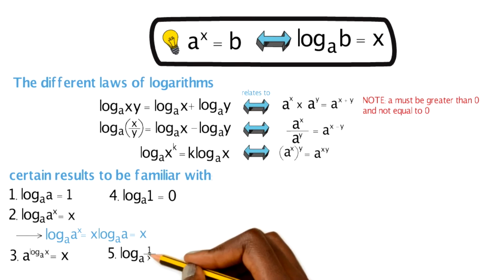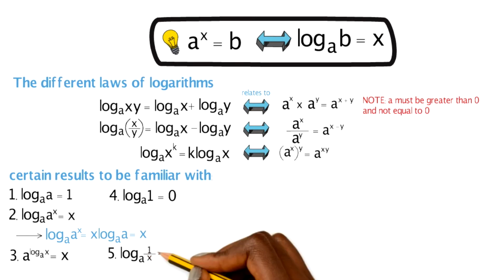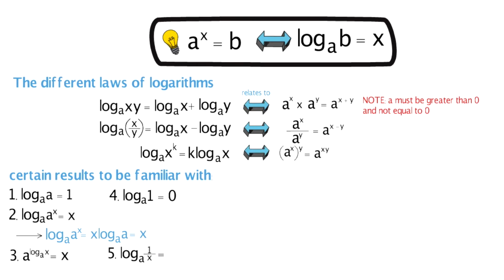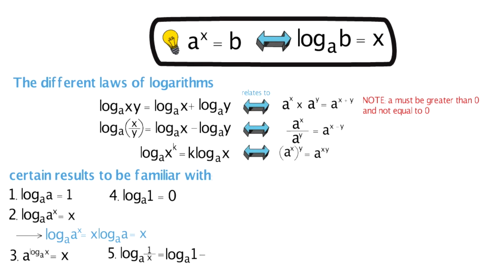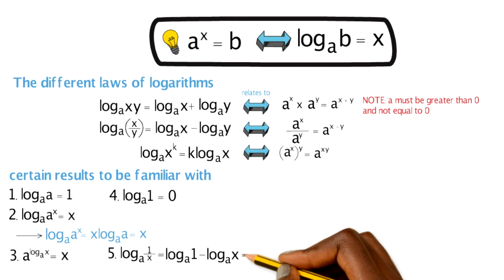The fifth one is that if we have log base a 1 over x, this could be rewritten as log base a 1 minus log base a x. And again, this is very similar to the second law of logarithms I just mentioned previously. And so because we know that log base a 1 is 0, that's going to cancel out.